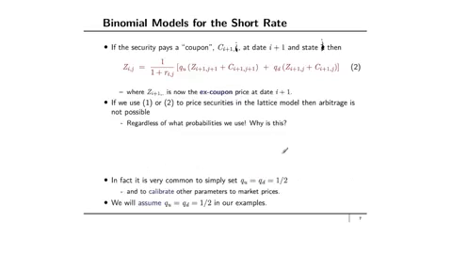More generally, if the security pays a coupon C_{i+1,j} at date i+1 and state j, then we have the following from risk neutral pricing again. Z_ij is equal to this quantity on the right hand side, where Z_{i+1,·}, this dot here, means it can take on the value j+1 or j as we see here. So if we price our coupon paying security according to this, then again we'll see that there cannot be any arbitrage. And the reason is as follows.